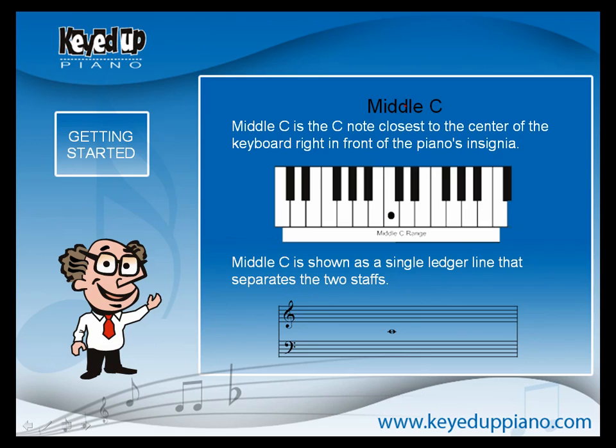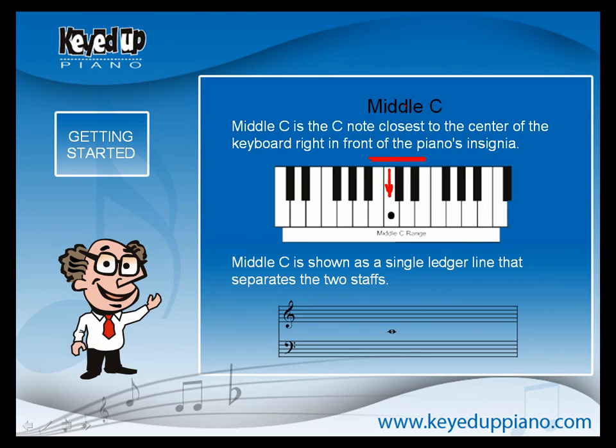Middle C is the C note closest to the center of the keyboard, right in front of the piano's insignia. So wherever it says Steinway or Yamaha, it's going to be right there. And of course, that's middle C. Middle C is also shown as a single ledger line that separates the two staffs.